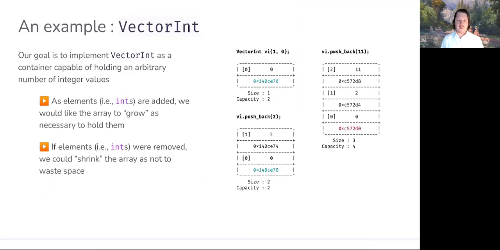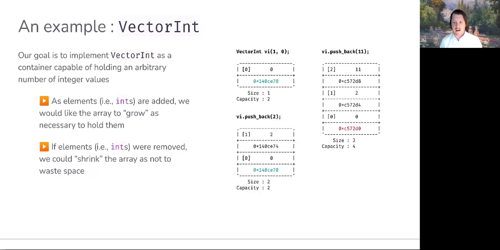So as previously noted, our goal here is going to be to implement VectorInt as a container capable of holding an arbitrary number of integer values or integer objects. As elements, so integer objects, are added, we would definitely like to have the ability to grow our array as necessary to hold some number of them, memory permitting.